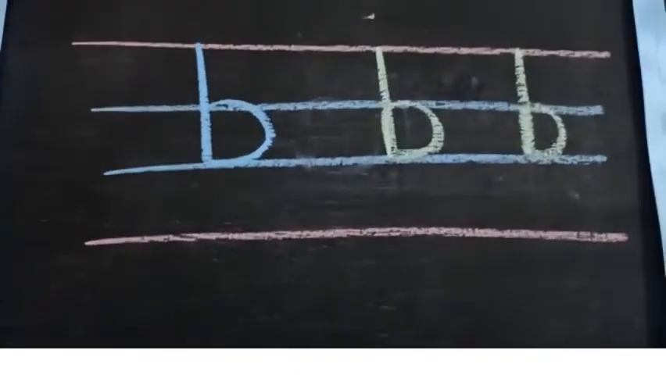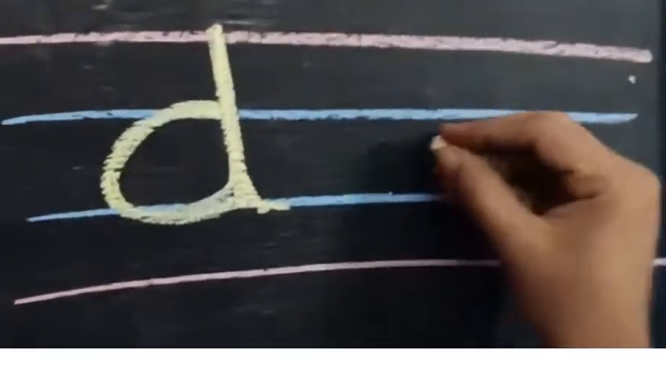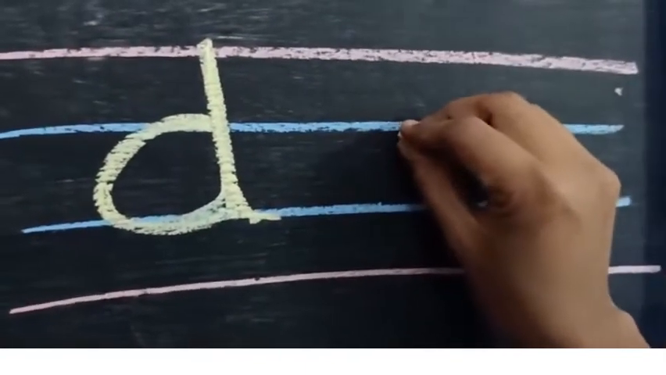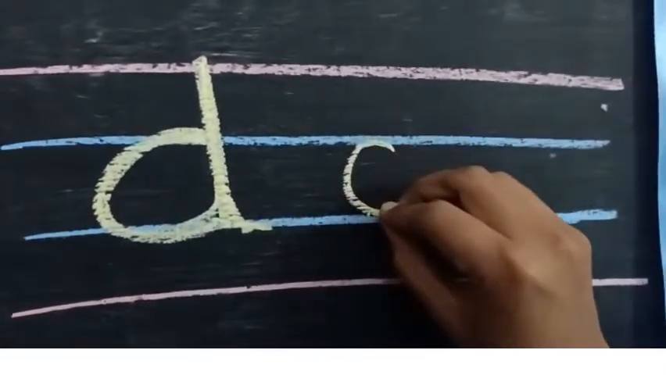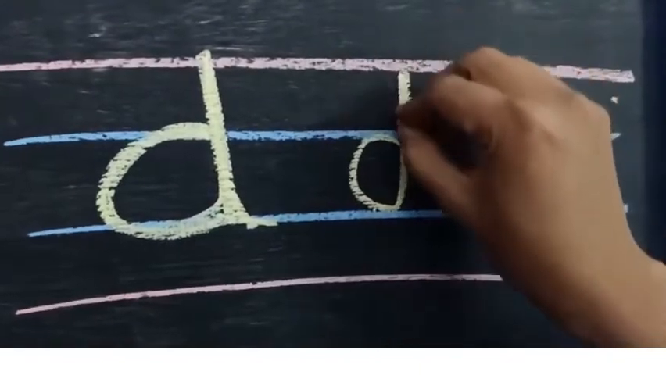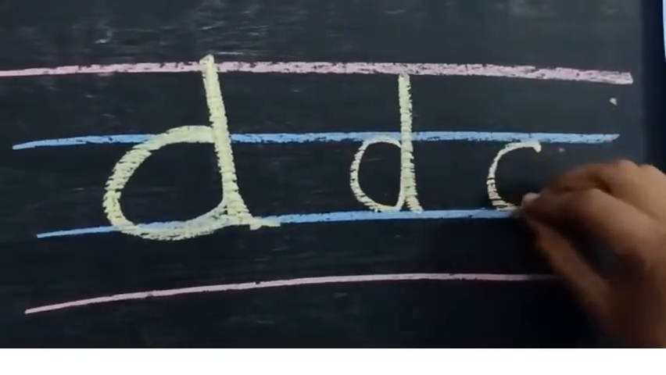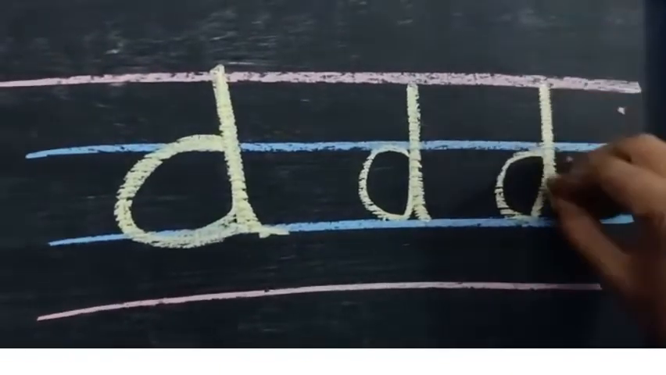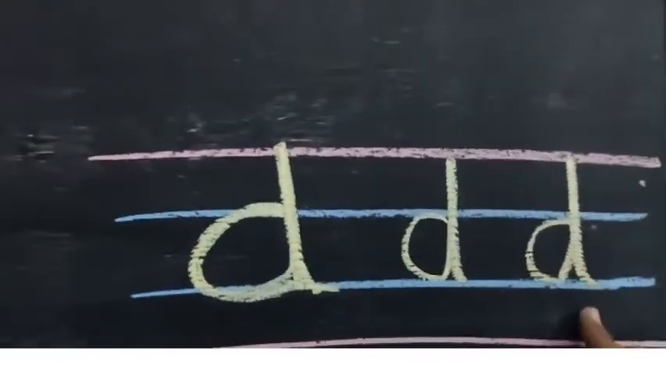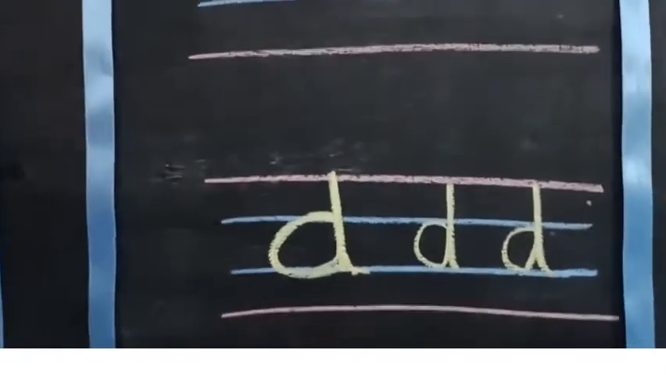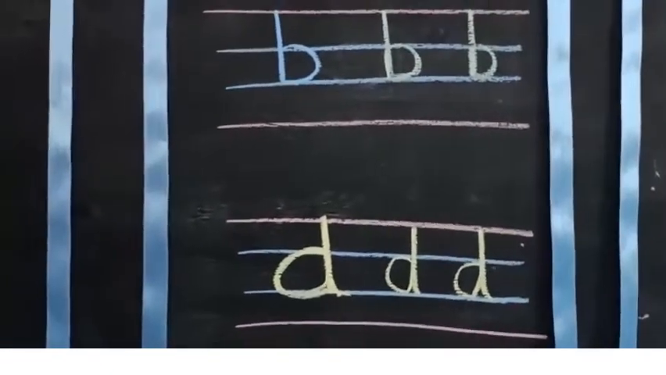And now when it comes to small letter D, we start with writing a left curve first. Left curve, go up, draw a standing line and come down. Left curve, go up till the red line, draw a standing line, come down. This is how we write small letter D. So there won't be any confusion absolutely.